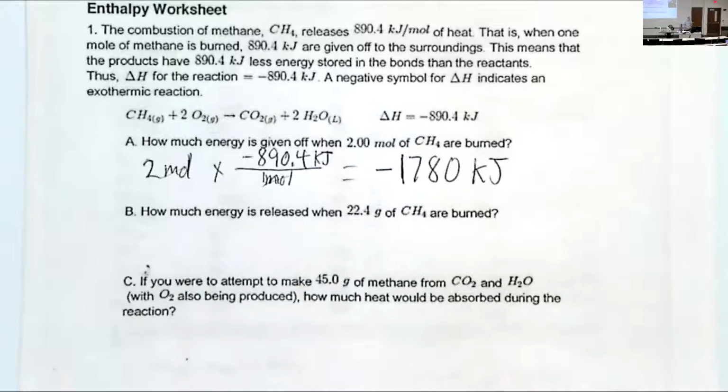So far, so good, Valkyrie? Yes, the only question that I had was my calculator gave me 1780.8 kilojoules. Would I round it to 1781 or would I leave it at 1780?